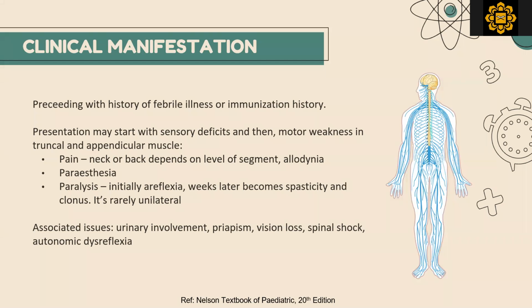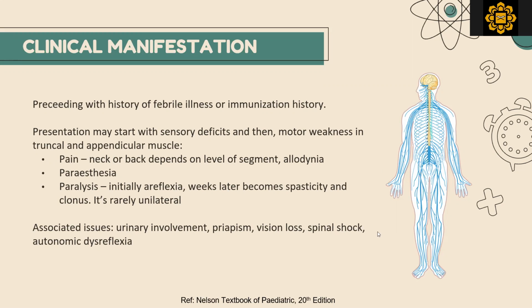For the presentation, the patient usually has a preceding history of febrile illness or immunization, and then it may start with sensory deficit, and then can progress to motor weakness in truncal and also appendicular muscles, the limbs, and pain, usually in the neck or back, depending on the level of the segment. Patients can sometimes have allodynia and paresthesia, and for the paralysis, initially there is areflexia, and then it becomes spastic, like I have mentioned. It is rarely unilateral.